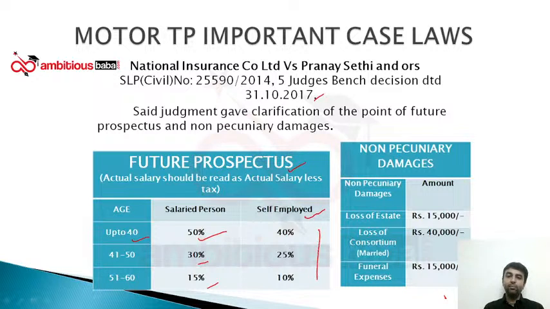So if a person is self-employed, like a painter, an electrician, a denter, a shopkeeper, or any kind of self-employment, then up to the age of 40 you take 40%, for 41 to 50 you take 25%, and after 50 you take 10%, and after 60 no future prospects are to be considered, right? So as of now we have learned 3 tables. This table is also easy to learn. For a self-employed, the number is the same, 40%, and then after you can reduce it.